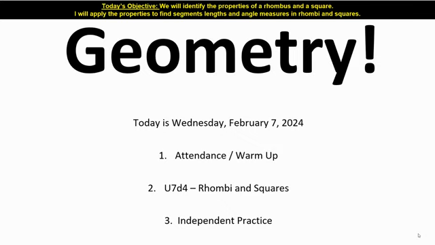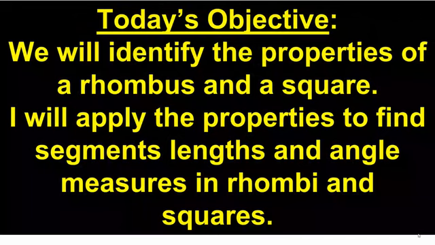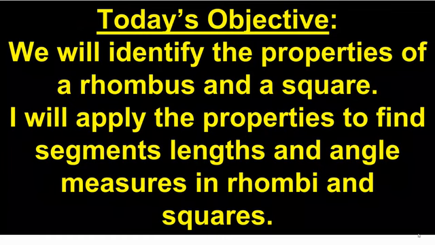Today, we're going to talk about Unit 7, Day 4, Rhombi and Squares. Today's objective, we will identify the properties of a rhombus and a square. I will apply the properties to find segment lengths and angle measures in rhombi and squares.